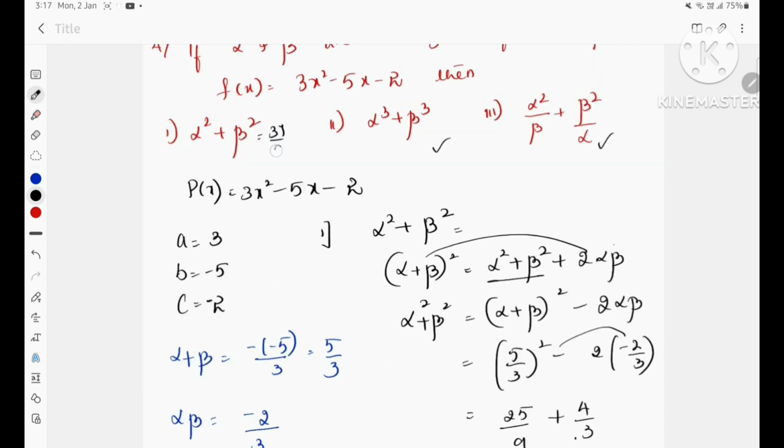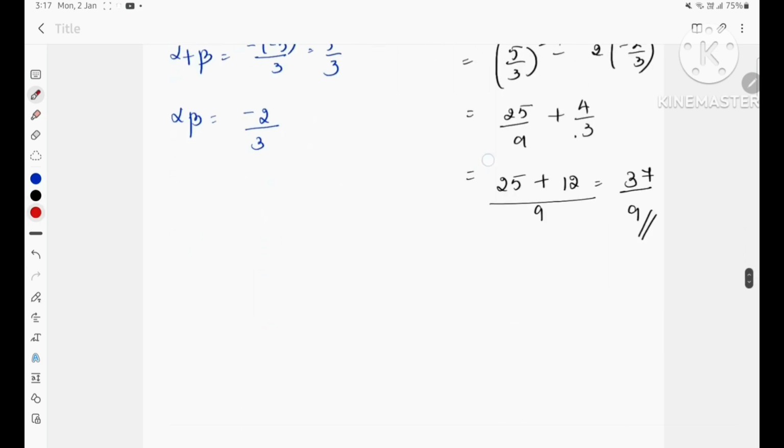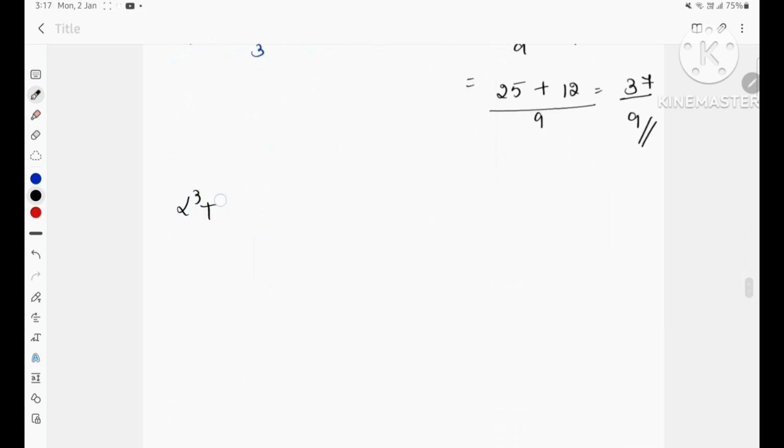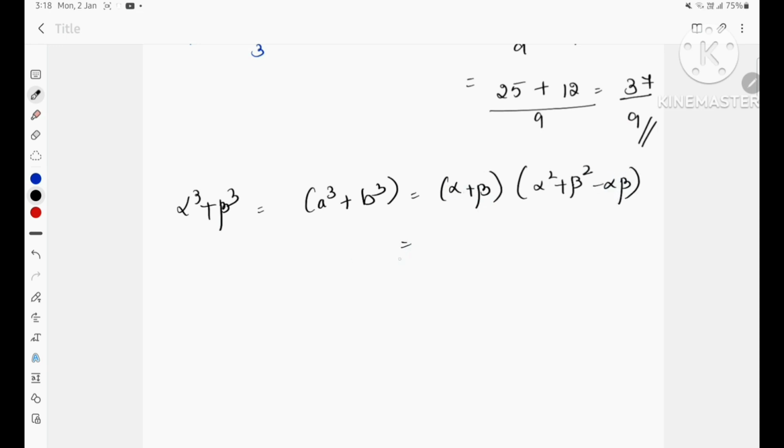Second is alpha cube plus beta cube. So for this we are going to apply the identity of cubic polynomial, that is alpha cube, a plus b whole cube. So we know that a plus b whole cube will be a cube plus b cube, or a plus b into a square plus b square minus a into b.